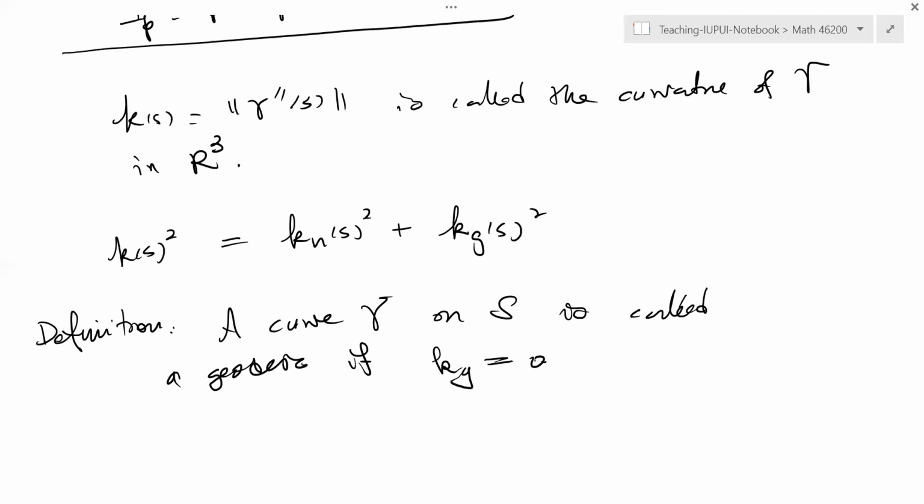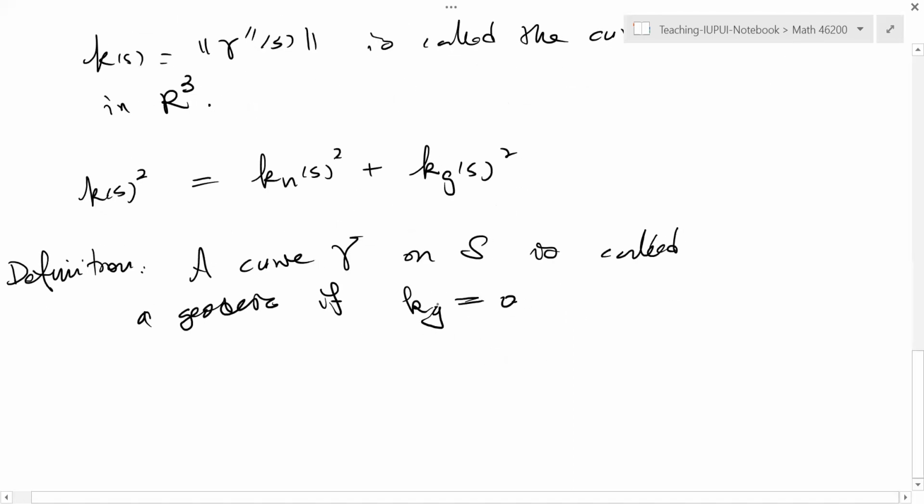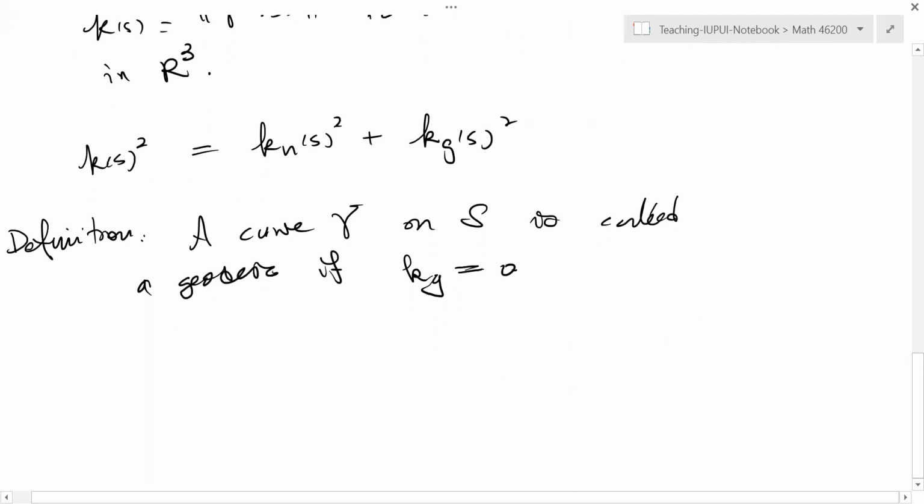Okay, so here's the formula. So how to compute it? It's important to decide whether the curve is a geodesic. You have to compute the geodesic curvature. But the original formula for the geodesic curvature is given using the unit normal.